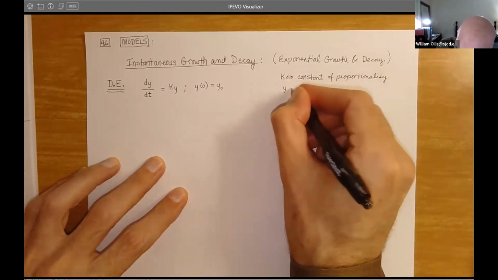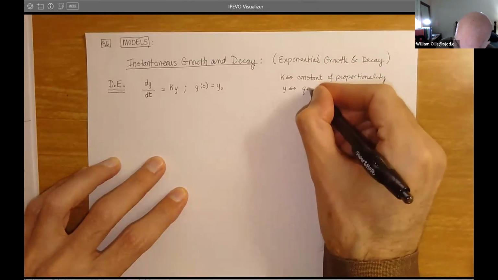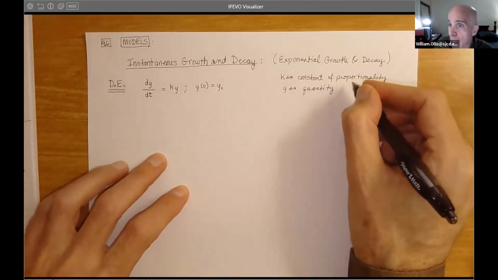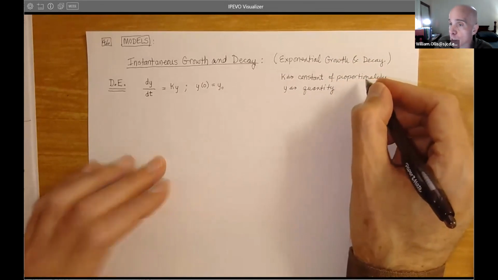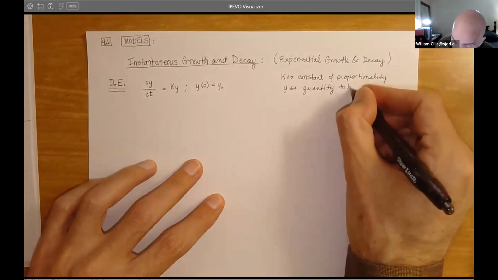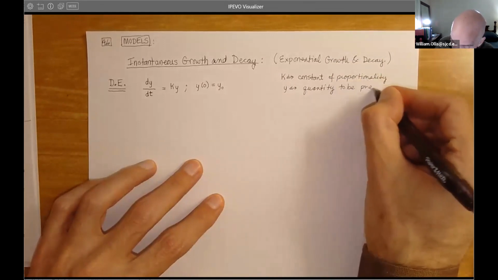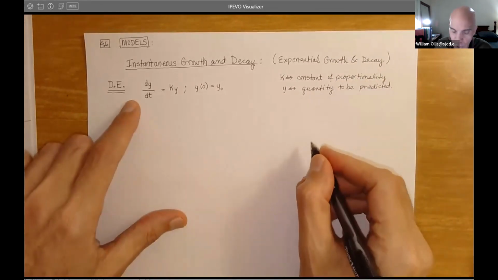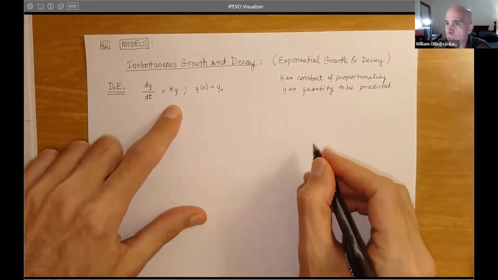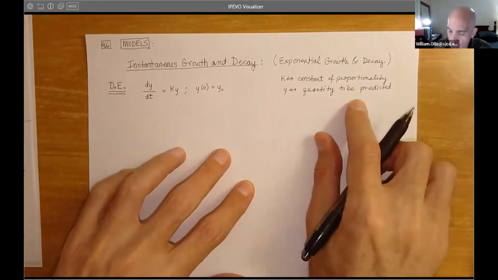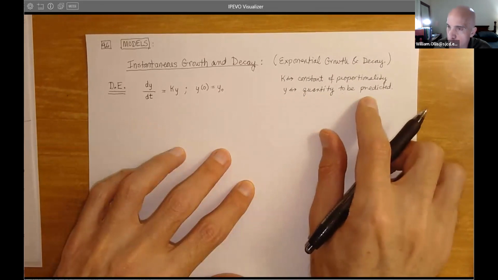And then y, what's y going to be? Well, you can use any letter. This will be the quantity, maybe it's a population, a mass of a radioactive compound, quantity to be predicted. So you're thinking, if this is the differential equation and we solve it, we'll have a formula for y. So I always call the solution the predictor. So y will be the quantity to be predicted.